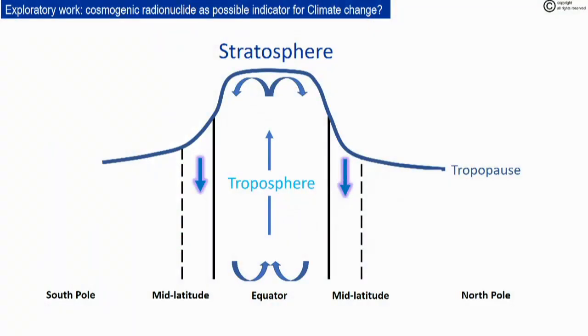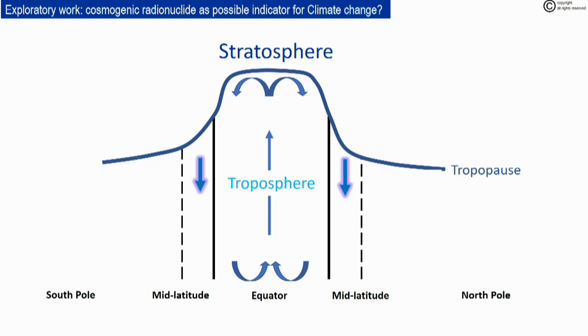So if it's possible to predict seasonal weather, then we thought it may also be possible to see the changes of weather over time. Just as a warning, this is exploratory work. So that's the hypothesis. You have the stratosphere above, and it's delimited by the tropopause.